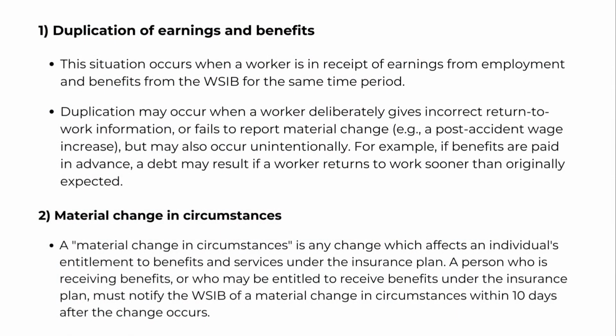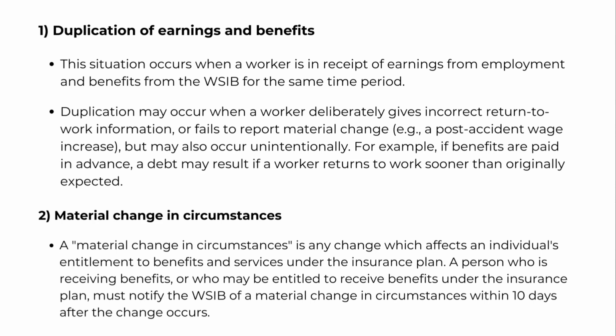The next section talks about 4 situations when recovery is pursued by the WSIB. It gives you very specific situations where this happens. In this regard, the policy states, number 1, duplication of earnings and benefits. This situation occurs when a worker is in receipt of earnings from employment and benefits from the WSIB for the same period of time.